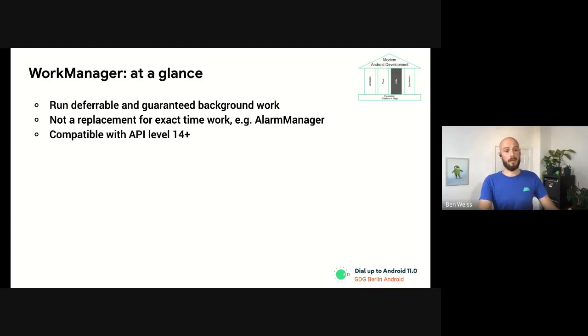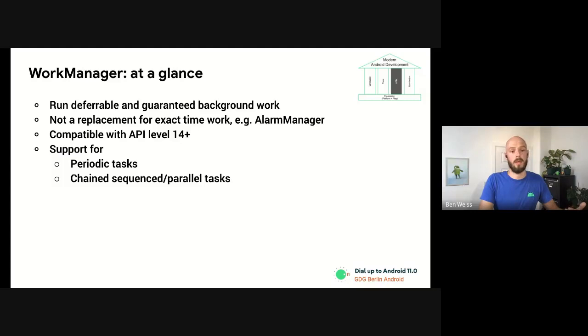This is backwards compatible down to API level 14. Throughout those, we use either Alarm Manager, Broadcast Receiver, or Job Scheduler, depending on which API level you're on. And we have support for periodic tasks, so that means a task that has to happen every day, for example. We have the possibility to have chained tasks that are either sequential or parallel, so things that have to happen at the same time. That's great that they can happen at the same time with an API that we have there.